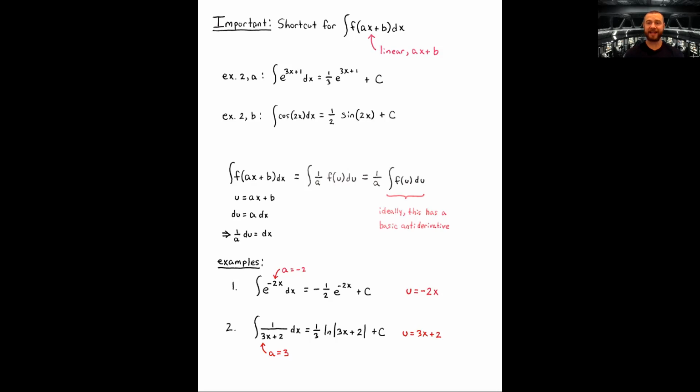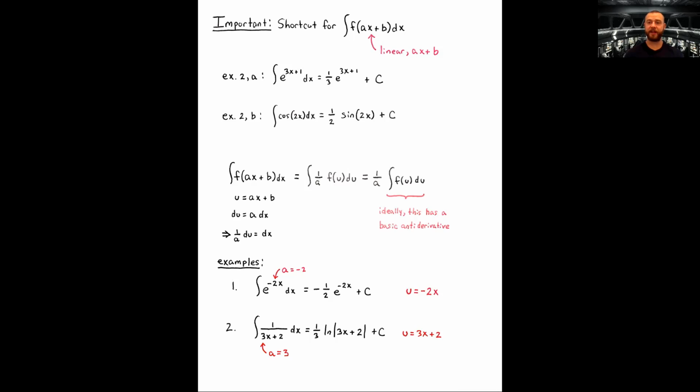So we have a basic antiderivative here for 1 over u, natural log of u, but since little a was 3, our antiderivative has a factor of 1 over a, 1 over 3. And we basically just multiply. We get our answer, hopefully quickly, as 1/3, that's your 1 over a factor, times that function's basic antiderivative, natural log, and then of the linear expression, 3x plus 2.